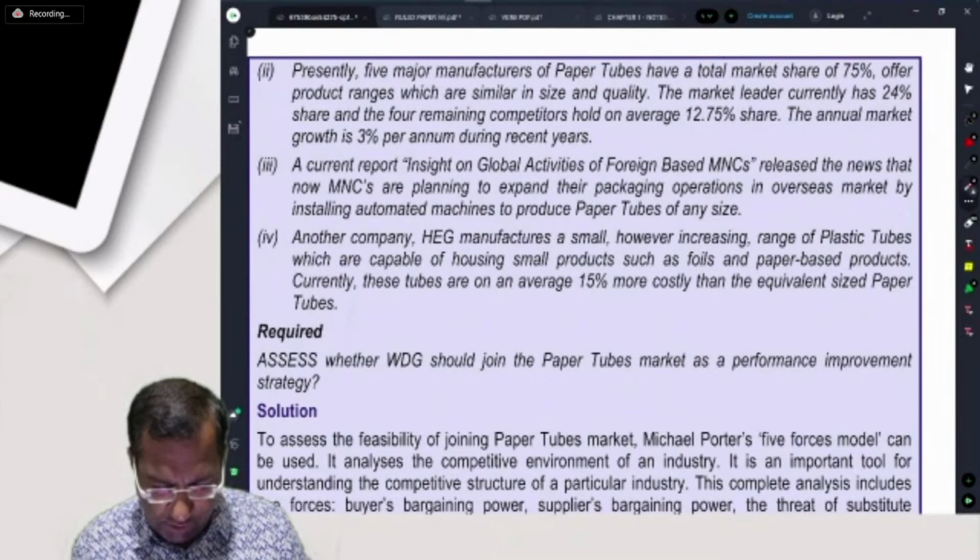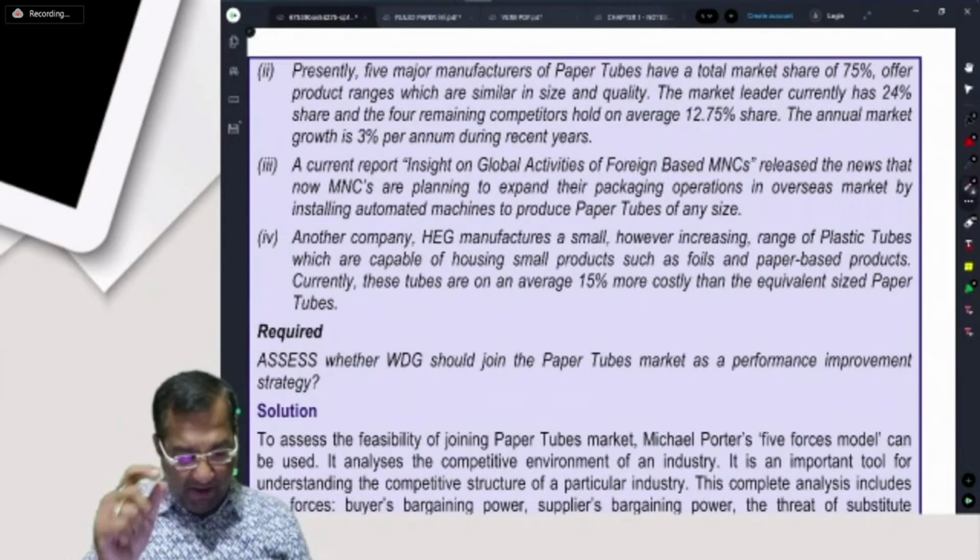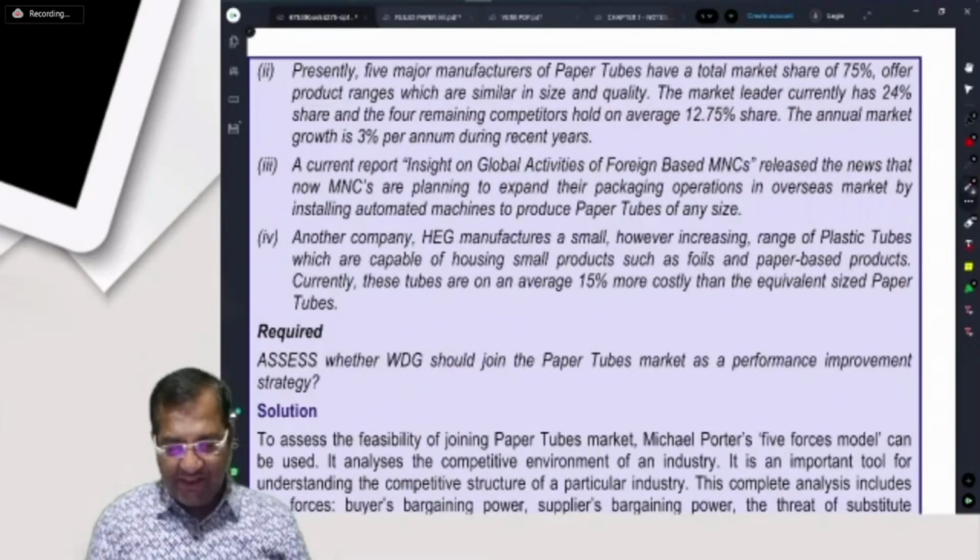Currently, these tubes are on average 15% more costly than the equivalent size paper tube. हम जिस इंडस्ट्री में एंटर करना चाहते हैं वो है पेपर ट्यूब, लेकिन एक कंपनी है HEG जो प्लास्टिक ट्यूब बना रही है जो मल्टीपल टाइम हम उसको यूज कर सकते हैं.